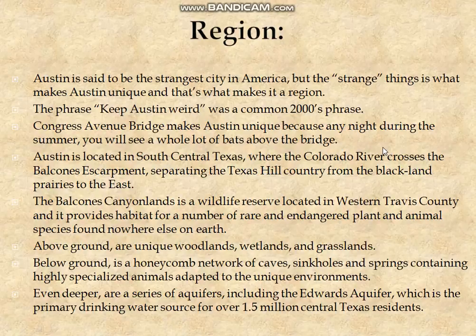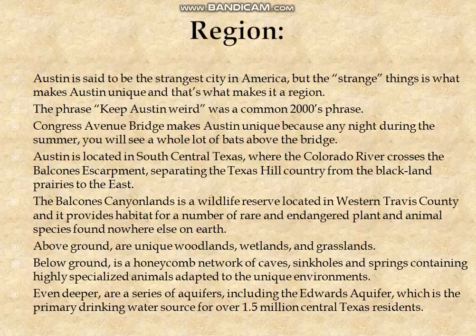Region. So Austin is said to be one of the strangest cities in America, but you know, strange things are what make this city unique. The phrase "keep Austin weird" was a common 2000s phrase, and it's still a phrase to this day. If any of y'all have ever been to Austin, Texas, there's a place called Congress Avenue Bridge, which makes Austin unique because anytime during the summer nights, you'll see a whole lot of bats above the bridge. So Austin is known for that.